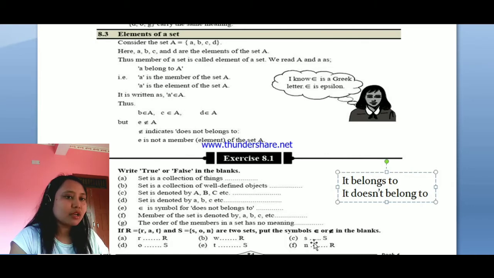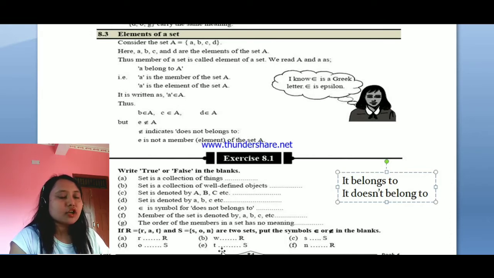So for S, is S in the set, S is given. That means, does S belong to this set S or not? Here we have set S and the elements are S, O and N. That means S will belong to S. That is capital S. That means now we have to write epsilon here.